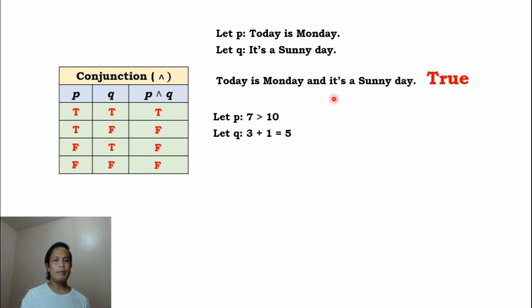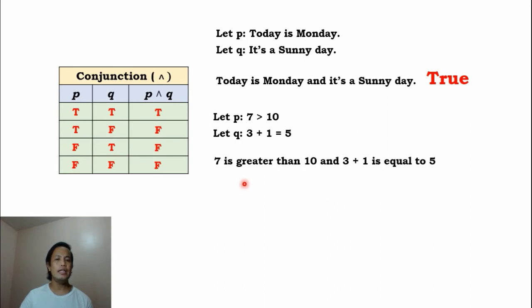Now another example. We let P, 7 is greater than 10, and we let Q, 3 plus 1 is equal to 5. We write a compound statement using conjunction, so we can have 7 is greater than 10, and since this is a conjunction, 3 plus 1 is equal to 5.